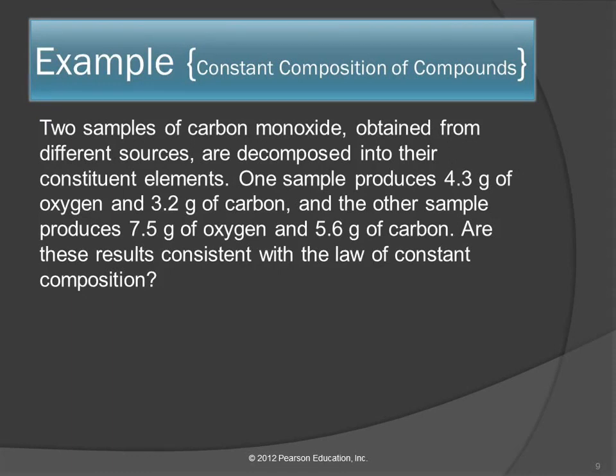So we can do problems with this, and these problems are actually pretty simple, and yet students find them very, very confusing. So let's try to make this as clear as possible. Two samples of carbon monoxide obtained from different sources are decomposed into their constituent elements. So we need to recognize two samples of carbon monoxide, same compound. It's going to have the same proportion or same ratio of the elements. One sample produces 4.3 grams of oxygen and 3.2 grams of carbon. The other sample produces 7.5 grams of oxygen and 5.6 grams of carbon. Are these results consistent with the law of constant composition? So what we need to do is see what the ratio of oxygen to carbon is for both of them and see if it's the same.